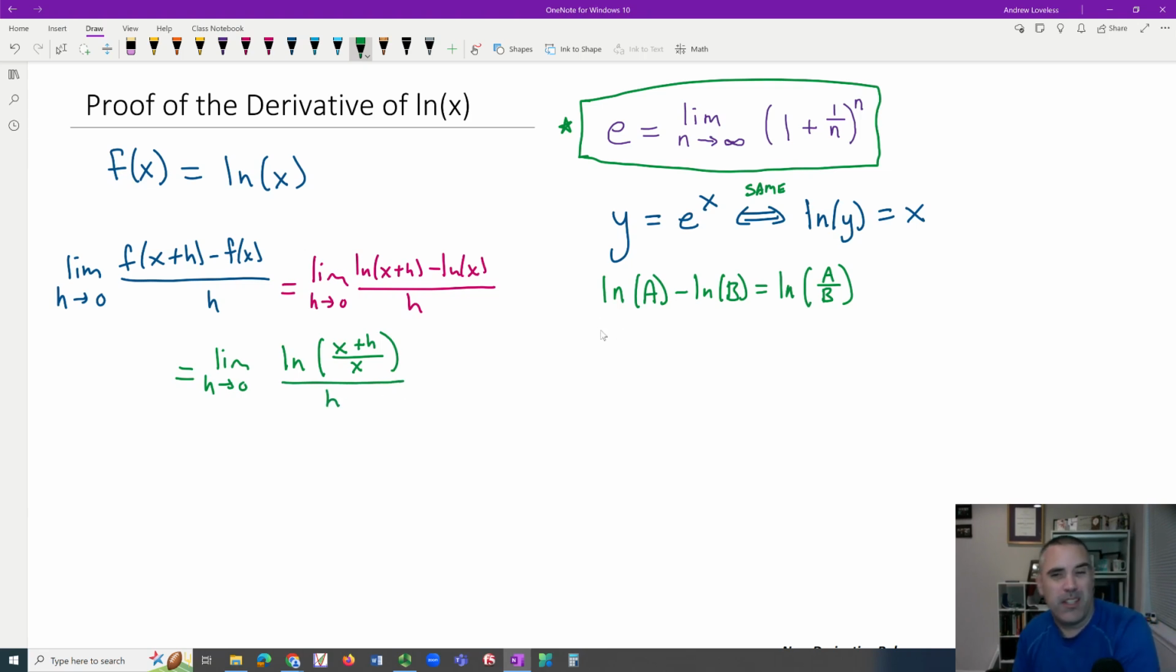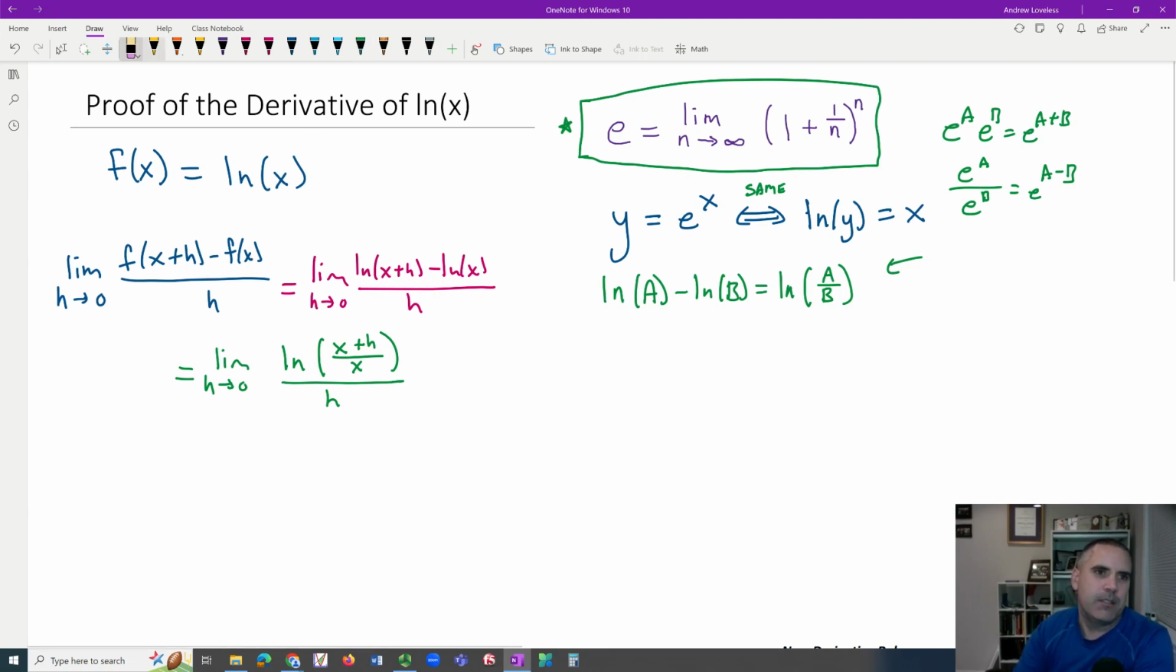The log rules are really the exponent rules in reverse. If you wrote e to the a, e to the b equals e to the ab and then rewrote it with logs, you get a similar rule. If you had e to the a over e to the b, and you wrote this, that's actually where this rule comes from. But that's a different story for another day.